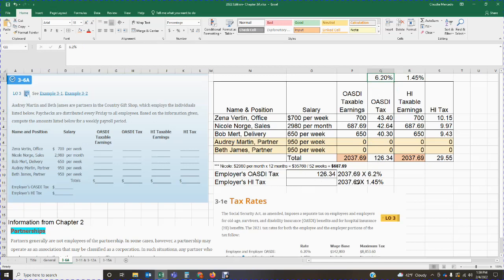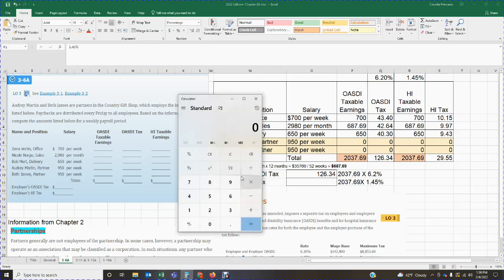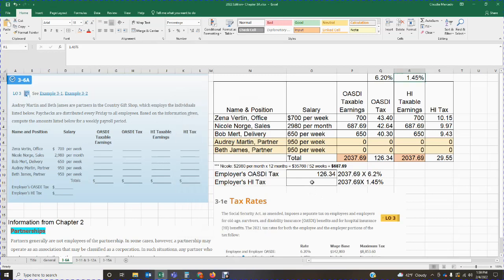For the HI tax, I'm going to get my HI taxable earnings of 2037.69, and I'm going to multiply it by the rate of 1.45%. And let's see what that gives us. Times 1.45%. That gives me 29.546. Now let's look at that third digit. That third digit is a 6, so that means I'm going to round that second digit up to a 5. It'll be 29.55. Okay.